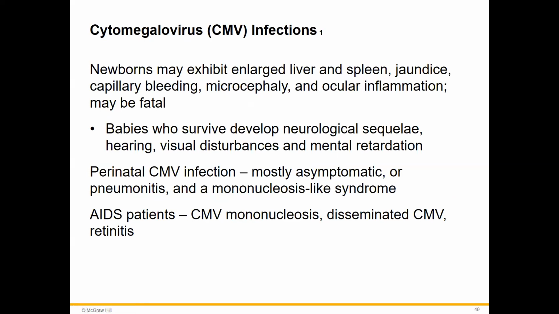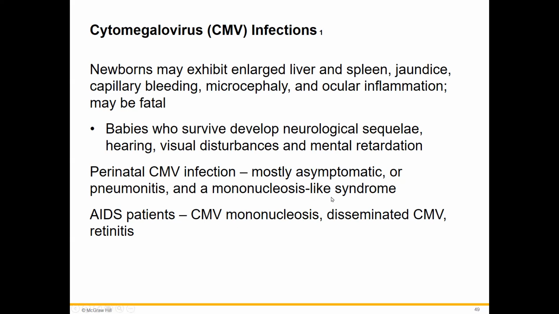In newborns, if they have a CMV infection, they could see both hepatomegaly and splenomegaly, jaundice, bleeding issues, microcephaly, and even eye inflammation, and it could be fatal. Oftentimes, there'll be neurologic sequelae from this infection in an infant, potentially even hearing, vision, or mental issues later on down the road.